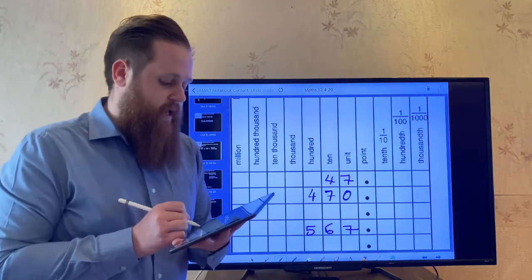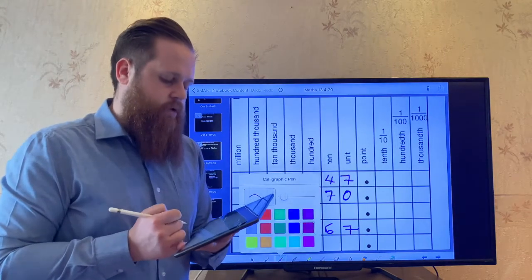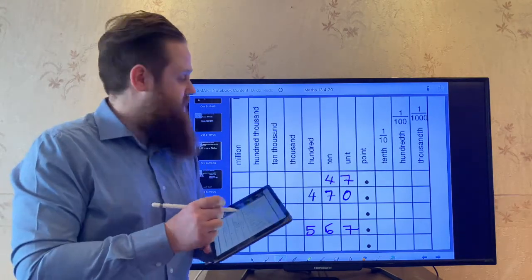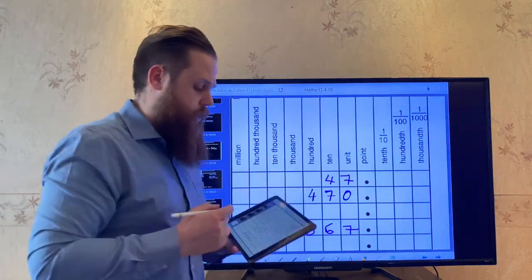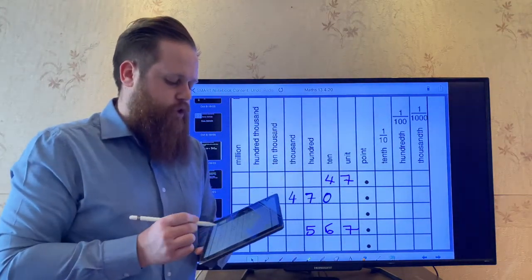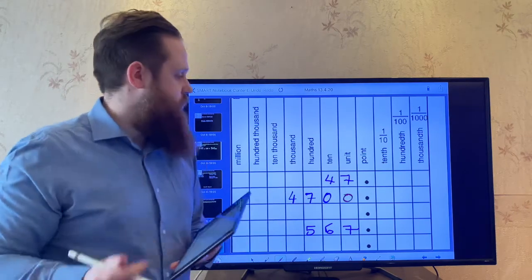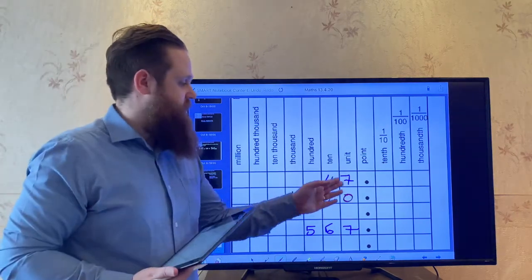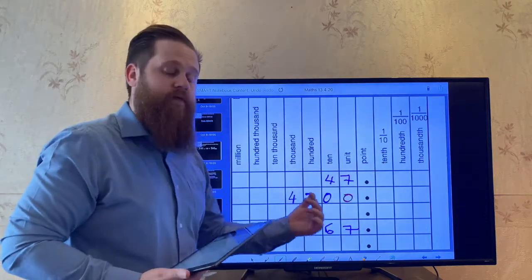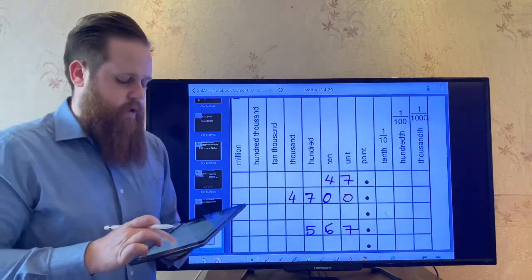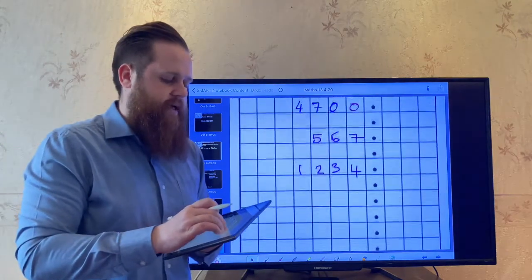Again, if I was multiplying by 100, how would that look? It would move 2 places. 47 times 100, it would all move 2 places, and I would need that other 0 there, okay? So 47 times 10 is 470, 47 times 100 is 4,700. Okay, let's have a little look at the next two here.